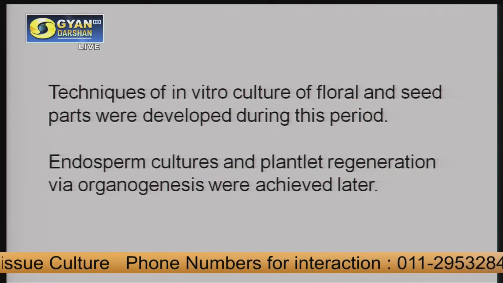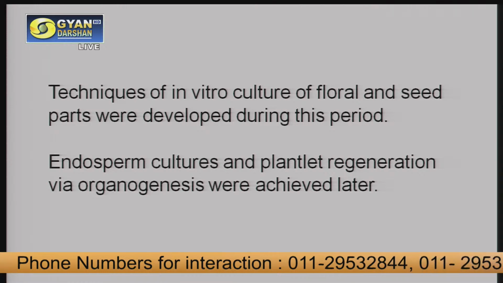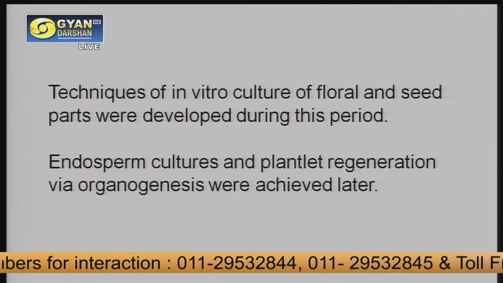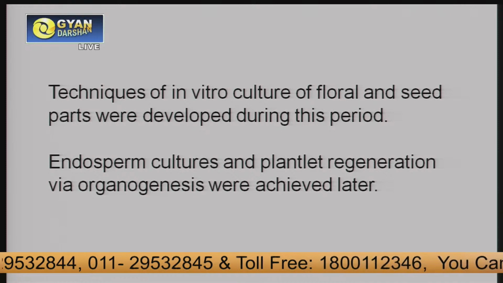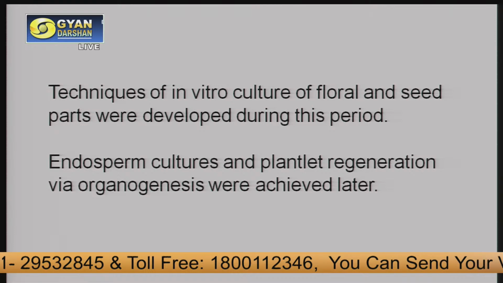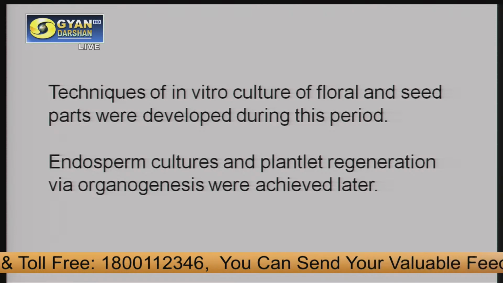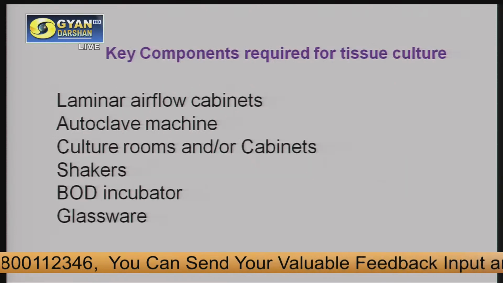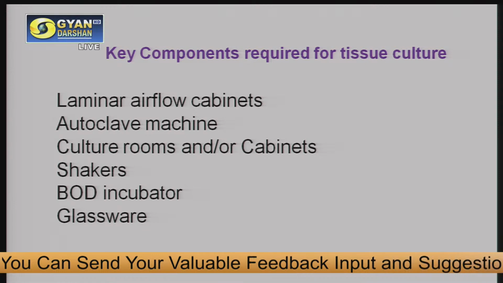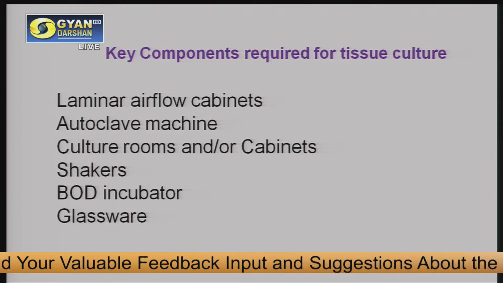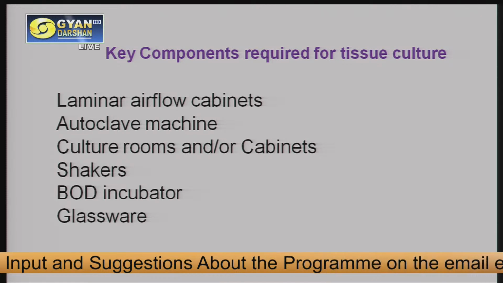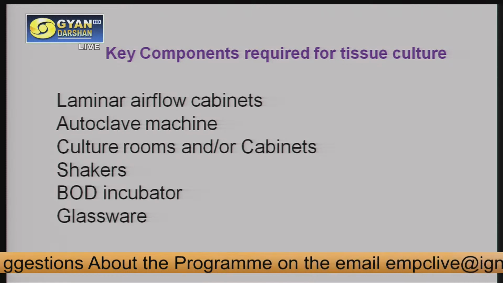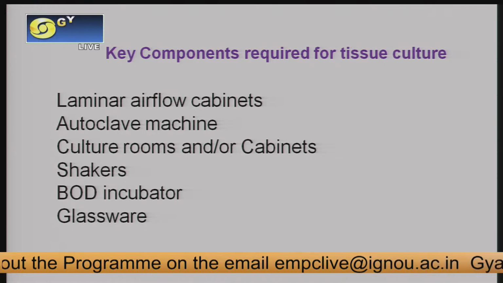Now, techniques of in vitro culture of floral and seed parts were developed during this period. Endosperm culture and plantlet regeneration via organogenesis were achieved later. So each of these terms I will come to, what is meant by organogenesis. Now next I come to, supposing you want to develop a tissue culture laboratory, what are the components that you need to purchase to develop a tissue culture laboratory?